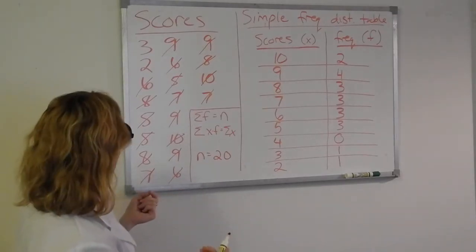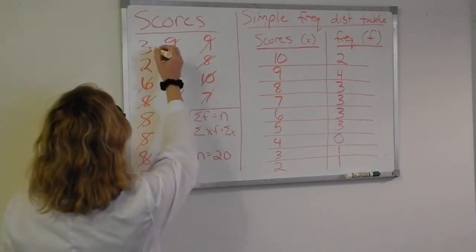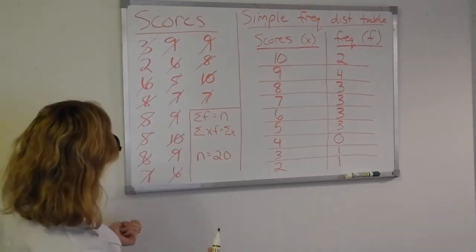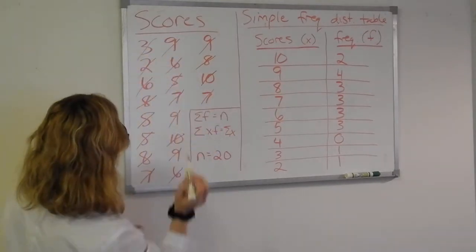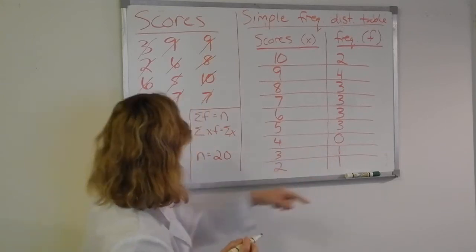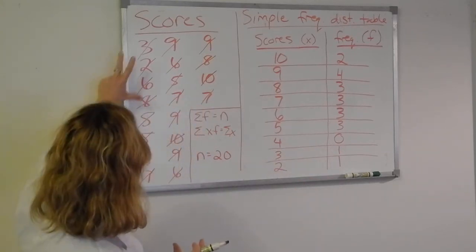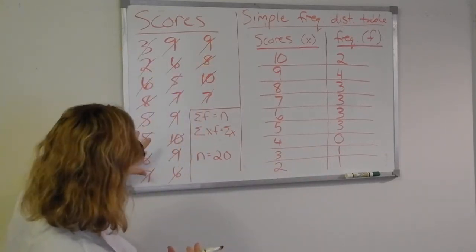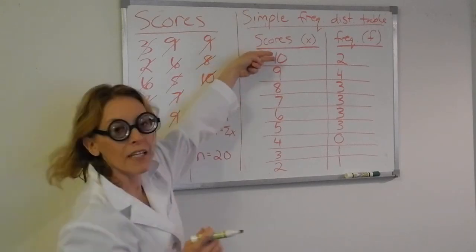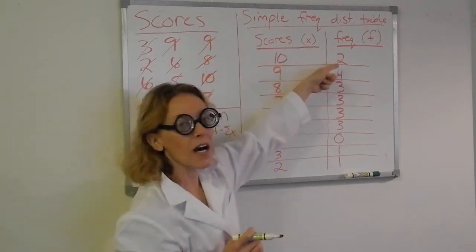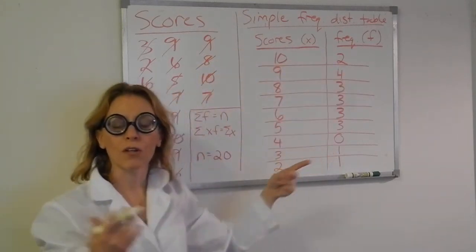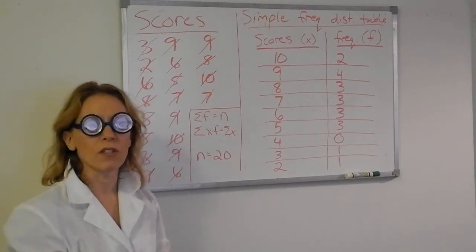So how many 3s do we have? We have 1 3. How many 2s? We have 1 2. I've written those right there. And are we missing anything? Is there anything that hasn't been crossed out? No. So now we have each score and the number of times it appears in our distribution of scores.